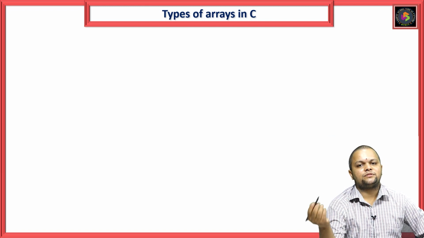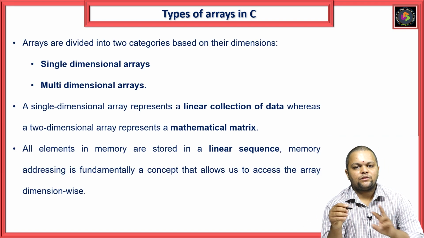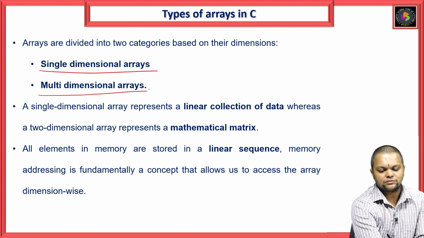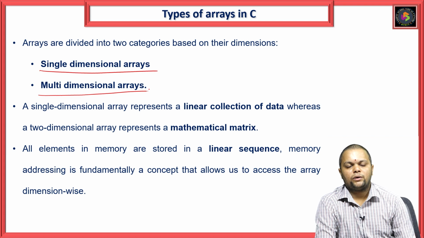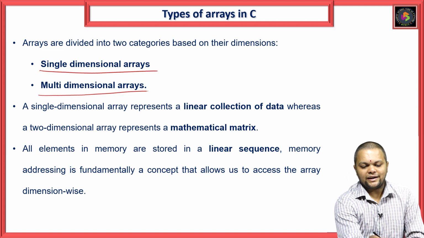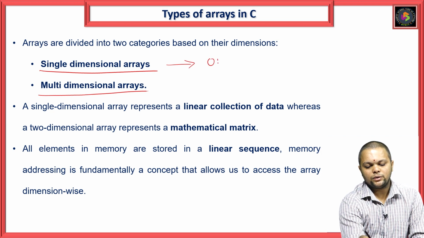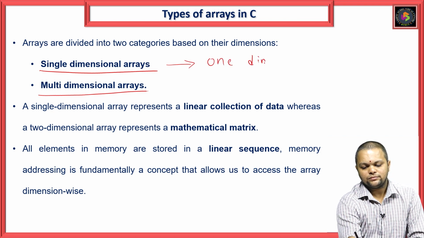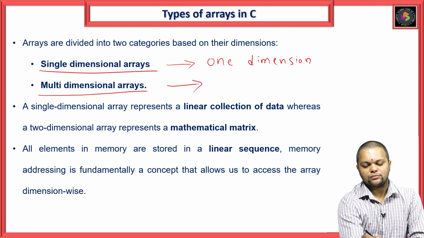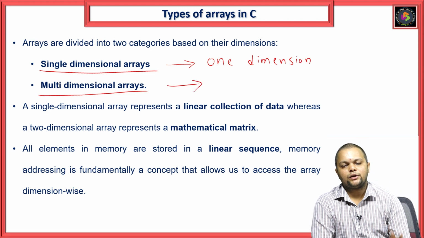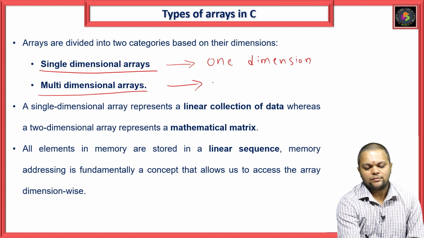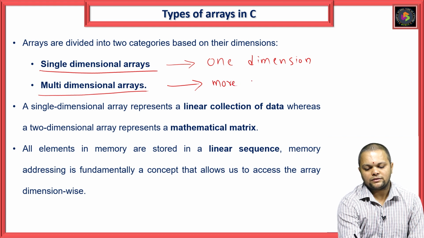So how many types of arrays are there? We normally have two types of arrays. One is the single dimensional array, the second is the multi-dimensional array. Single dimension is nothing but it has only one dimension. Coming to multi-dimension, it has more than one. It may be 2, it may be 3, it may be 4, it may be up to n dimensions. That's nothing but more than one. I'll just write.